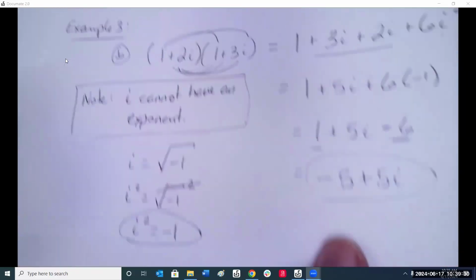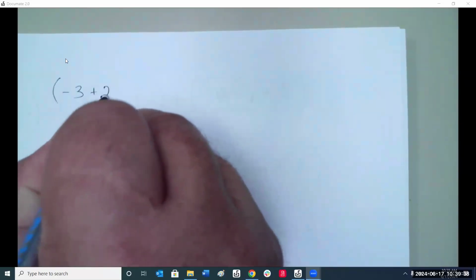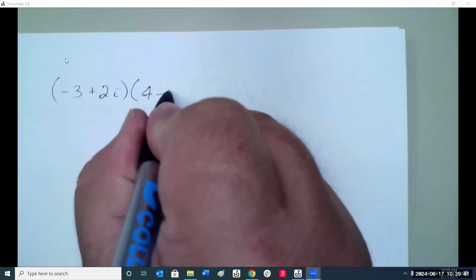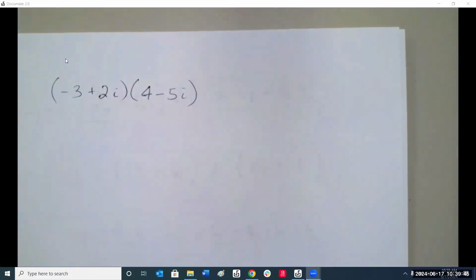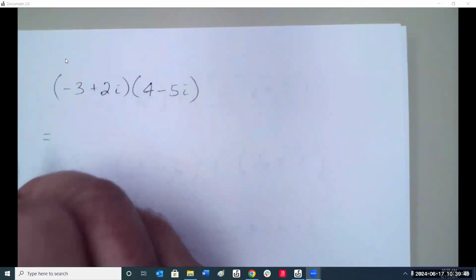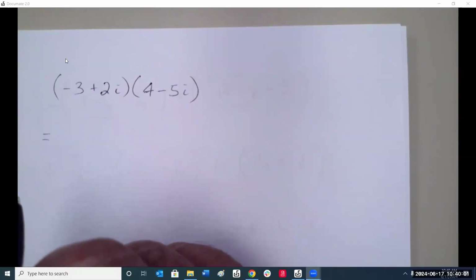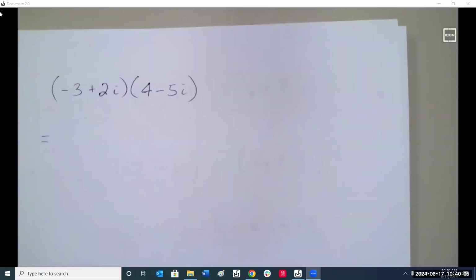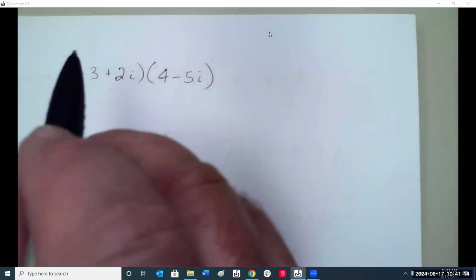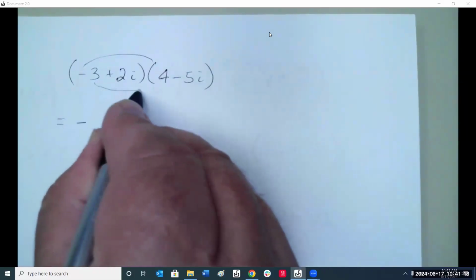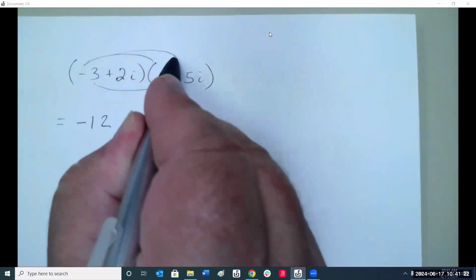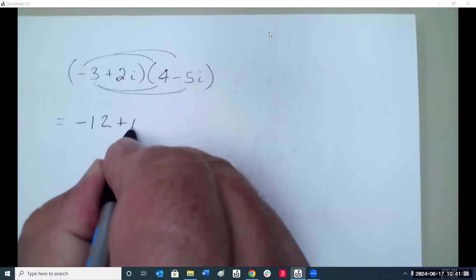Another example like that. Go ahead and try to do it. Right, let's look at this. So negative times positive is negative. 3 times 4 is 12. Negative times negative is positive. 3 times 5 is 15.